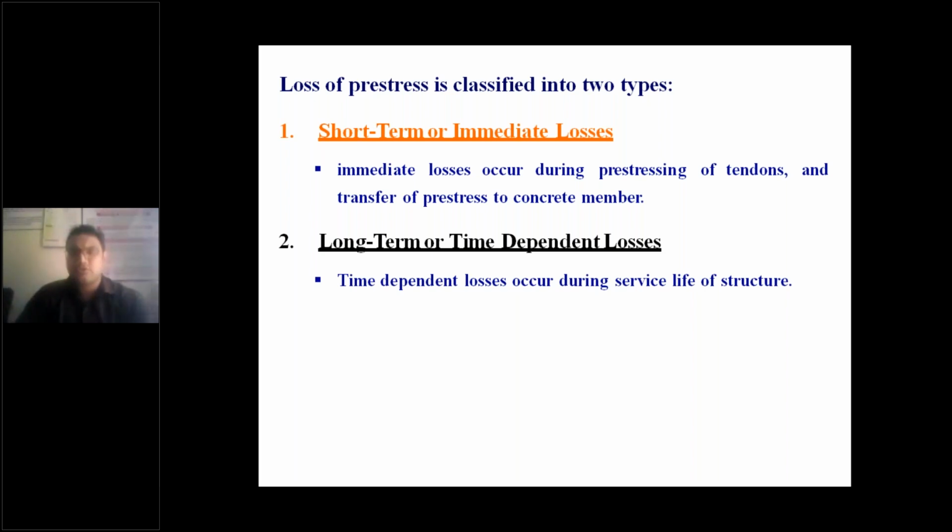So these are the ones which are going to happen immediately, while doing pre-stressing, right? And the next one is long-term losses, which are nothing but time-dependent losses. So what losses come under the long-term losses? Creep, shrinkage, and relaxation of steel, right? So you have to remind yourselves of all this.